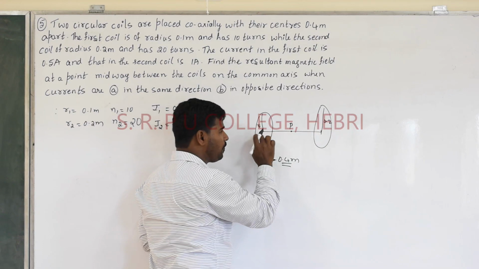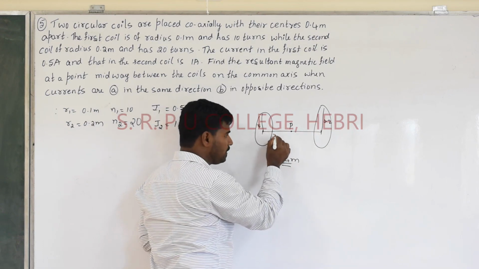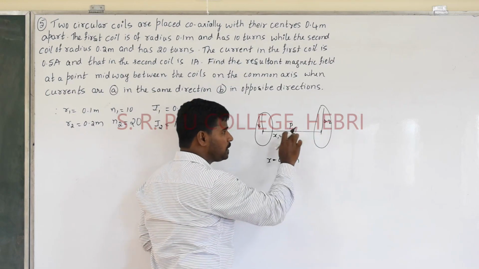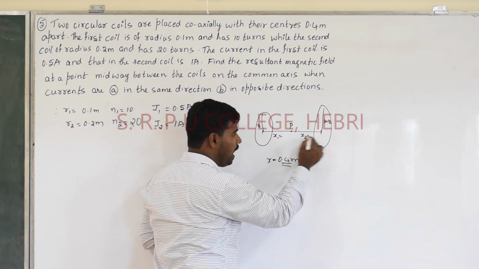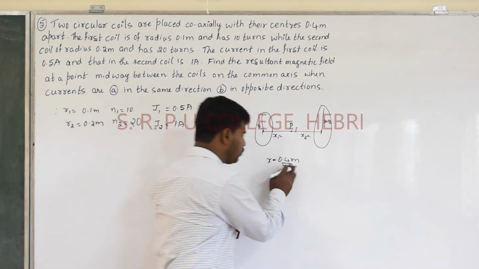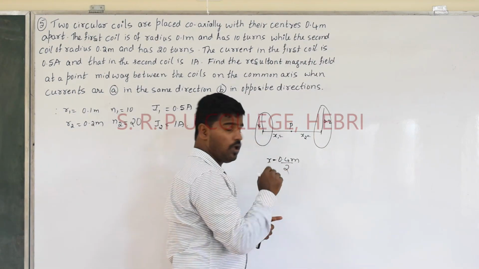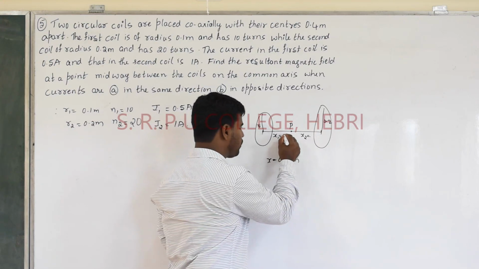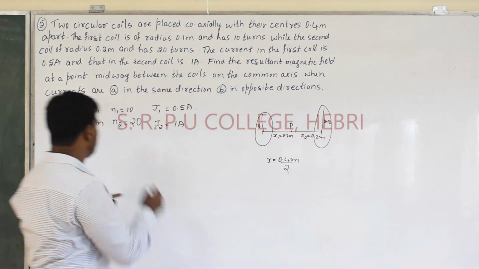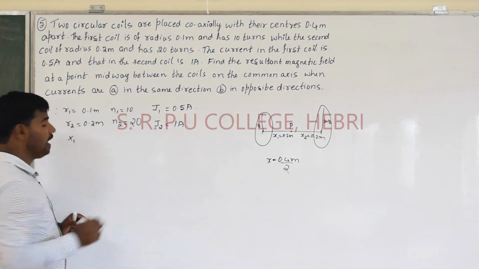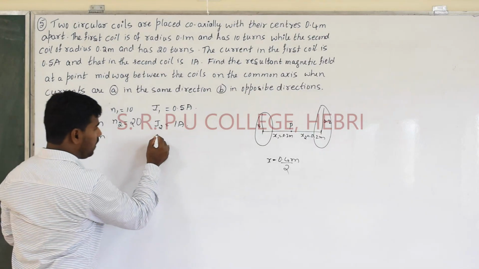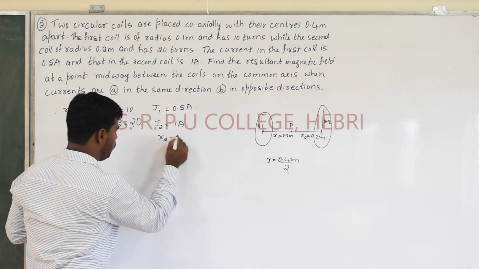If we take the first coil with respect to the point P, the distance is expressed by x1, and for the second coil with respect to the point P, it is x2. Midway means x is 0.4 divided by 2, so the value of x1 is 0.2 meter and the value of x2 is also 0.2 meter.